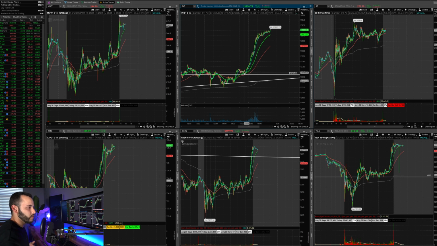You can also watch the SPY. You can watch the QQQ. Those are also market-wide ETFs that you can watch. But I always recommend to keep one of these futures up.